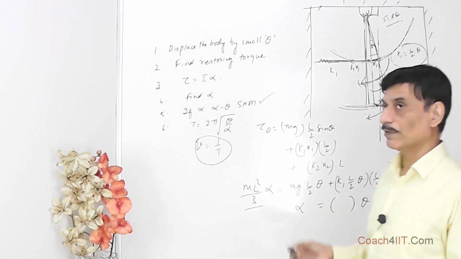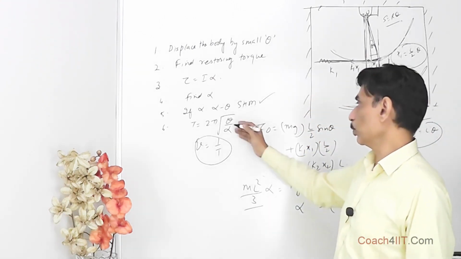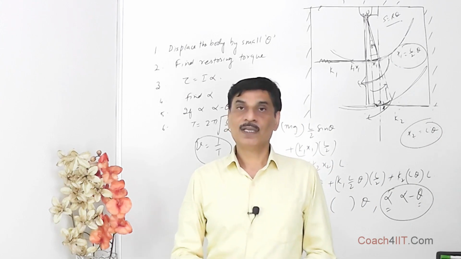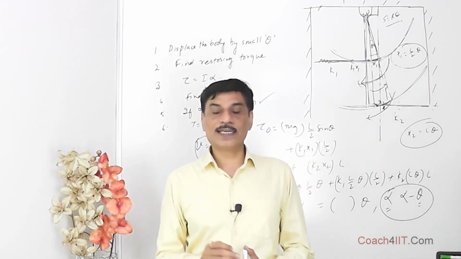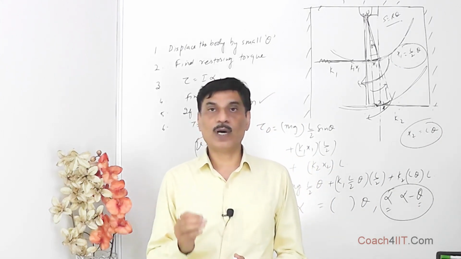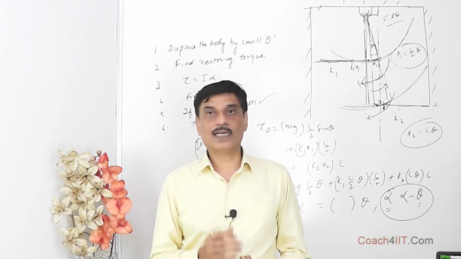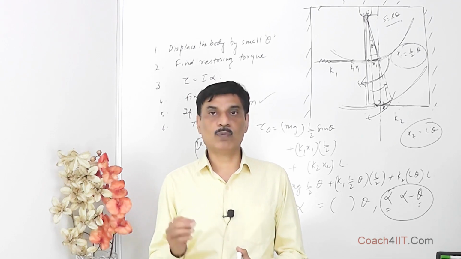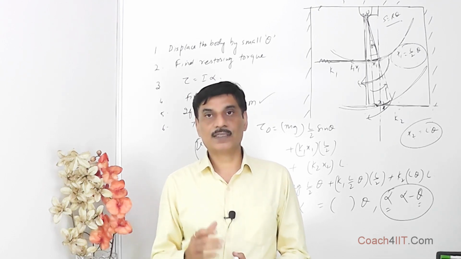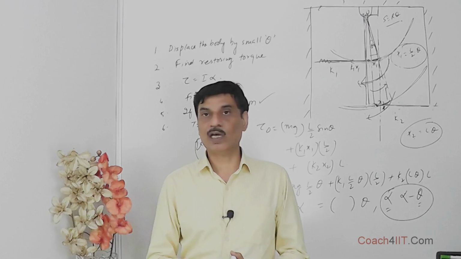You can rearrange and get the value of theta by alpha and put it over here. T is equal to 2 pi root of theta by alpha, and you can get the time period once again for very small values of theta and very small amplitudes. So you get the time period for very small values of theta only. If theta is large, then this formula will not hold good.